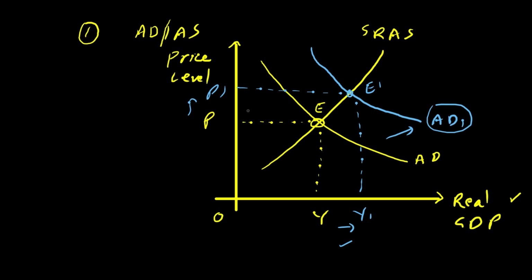And if the government uses contractionary fiscal and monetary policies, then aggregate demand will shift to the left, moving to AD2, and equilibrium will move to E2. Now real GDP will decrease to Y2 and price level will decrease to P2. So this contractionary demand side policy leads to a fall in price and a fall in real GDP.